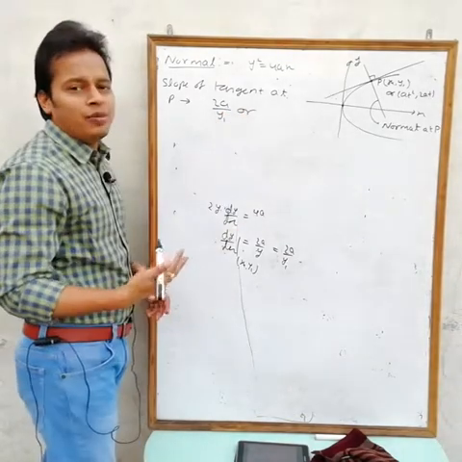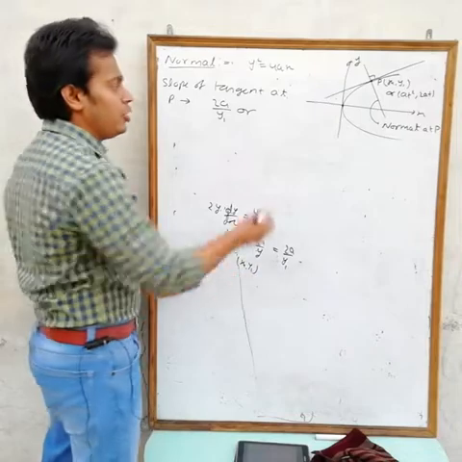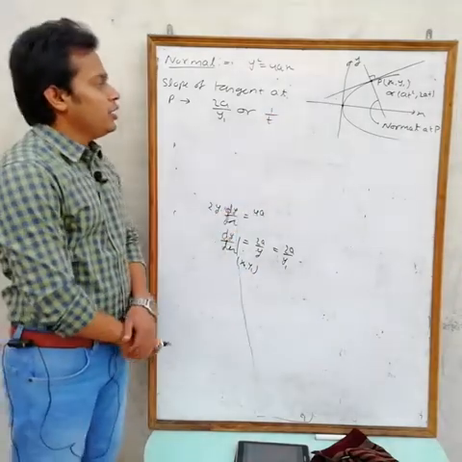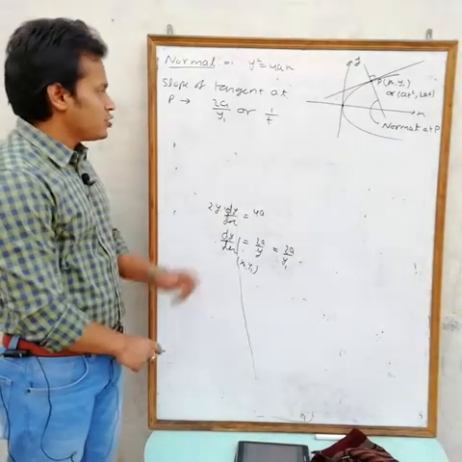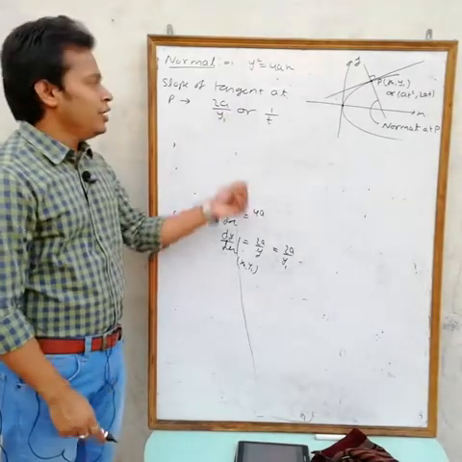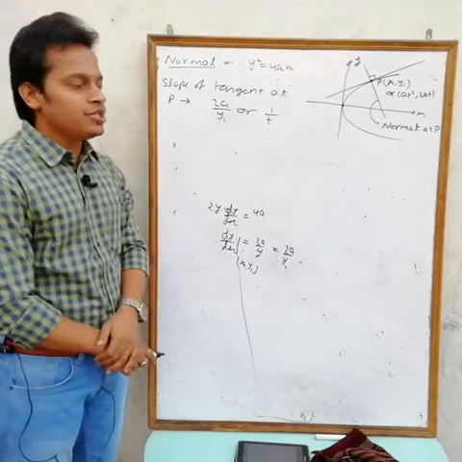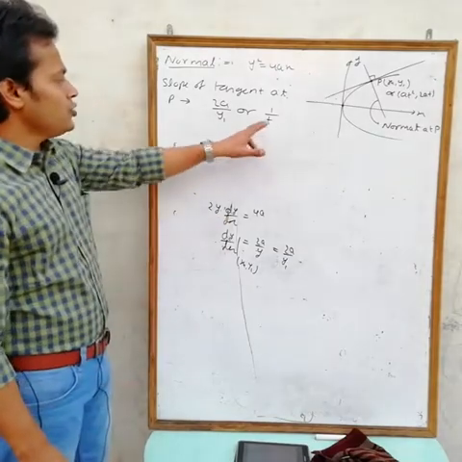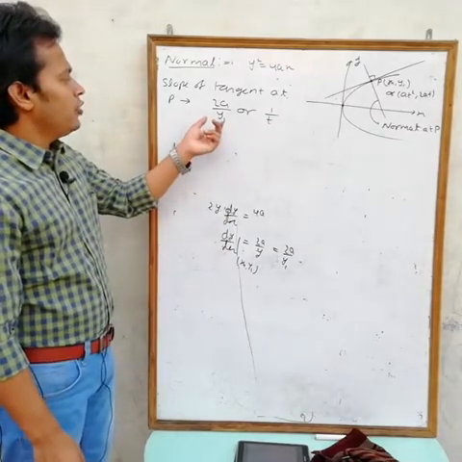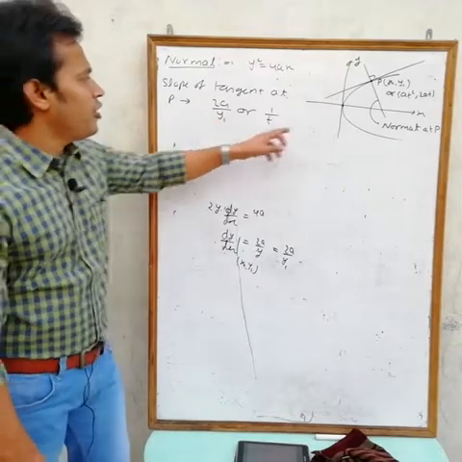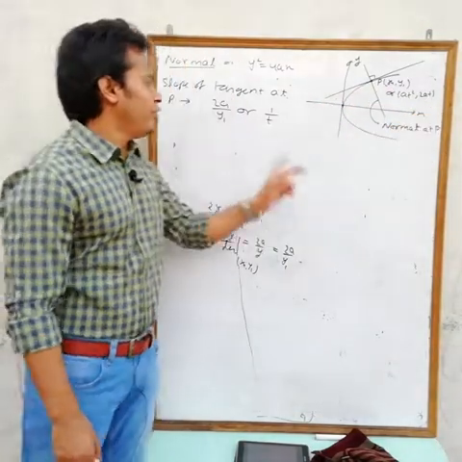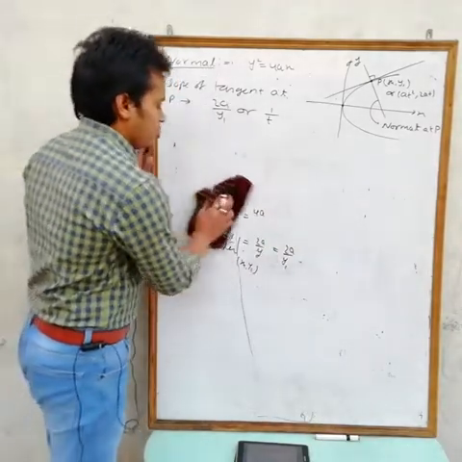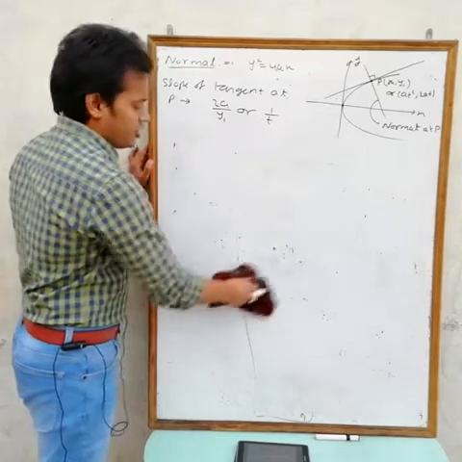Or in parametric form, we know it is 1 by t. Always remember, slope of the tangent at any point is 1 by t. So either 2a by y1 or 1 by t. This is if the point is given in Cartesian form, and this one when the point is given in parametric form. Also you can prove it: simply put the value of y1 as 2at, then 2a will cancel out and you will get 1 by t. So we have the slope of tangent.